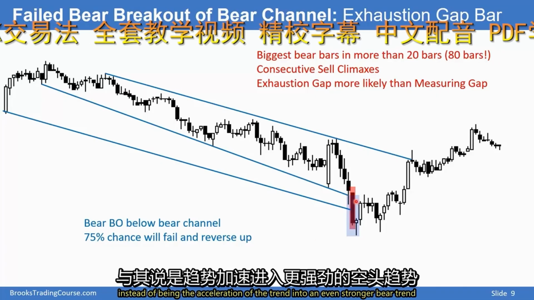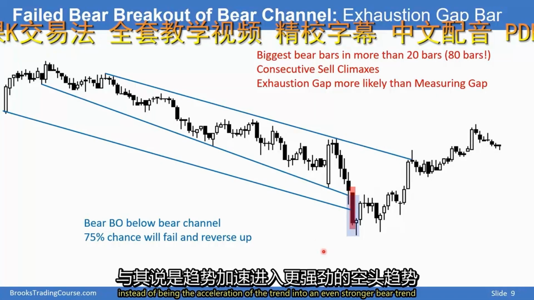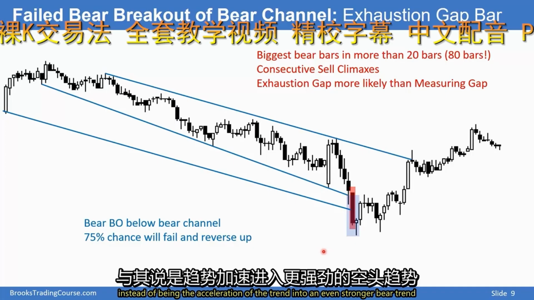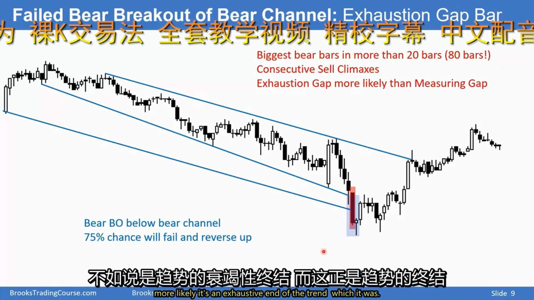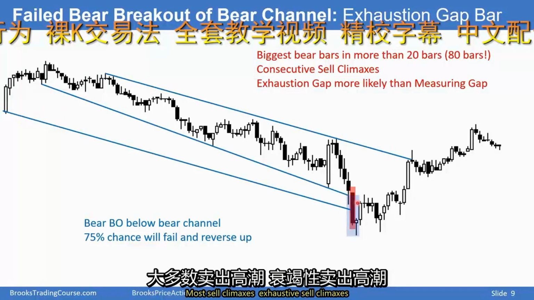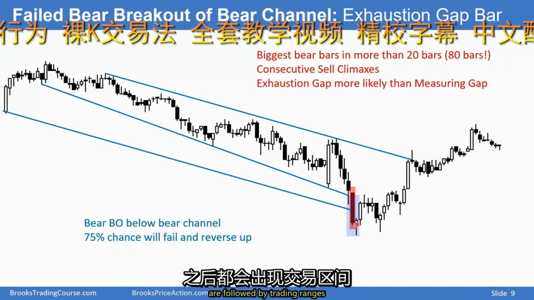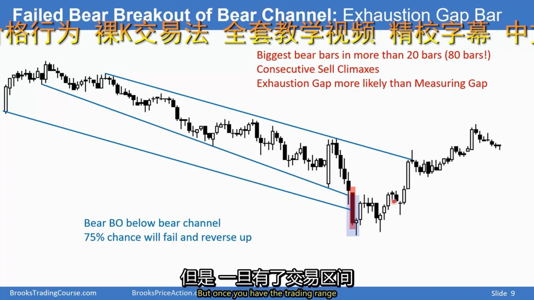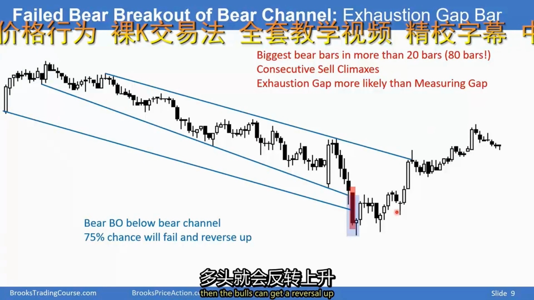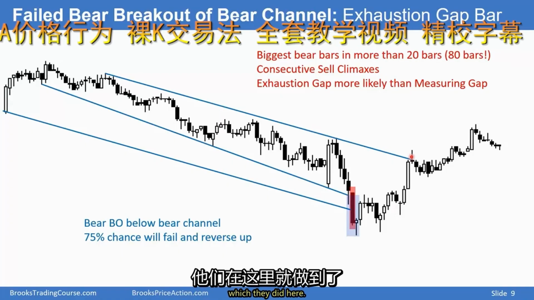So this big bear trend bar, instead of being the acceleration of the trend into an even stronger bear trend, more likely it's an exhaustive end of the trend, which it was. Most sell climaxes, exhaustive sell climaxes, are followed by trading ranges, not by bull trends. But once you have the trading range, then the bulls can get a reversal up, which they did here.